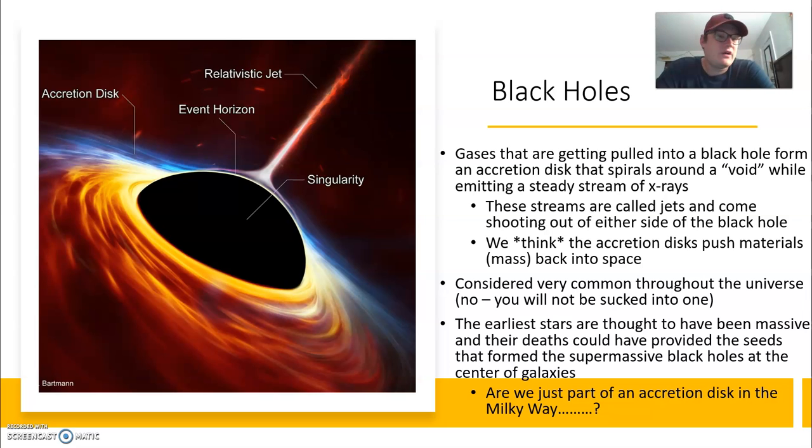Black holes are considered very common throughout the universe. No, we cannot get sucked into one, but they are very common because we have had stars that have been very, very large. And when this happens, they will collapse onto themselves and form these black holes. The earliest stars are thought to have been massive, and their deaths could have provided the seeds that form the supermassive black holes at the center of galaxies.